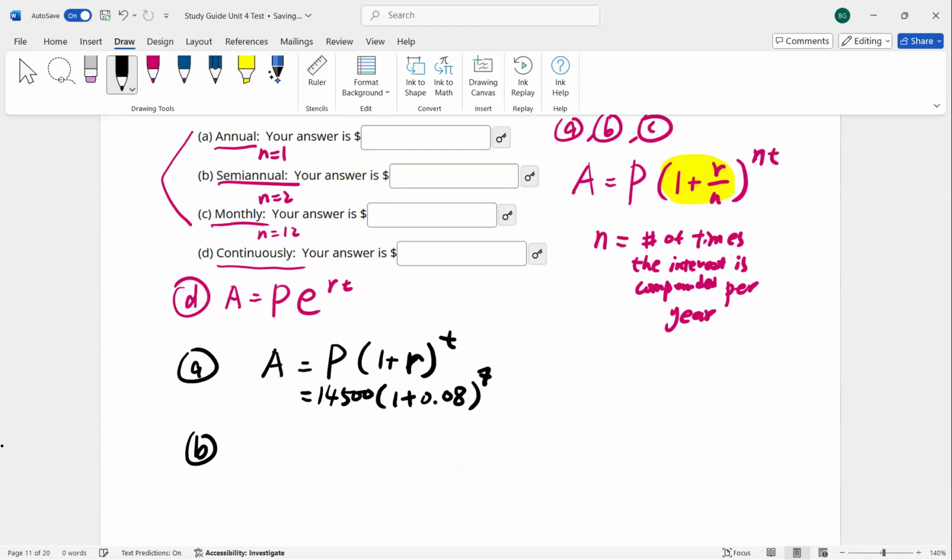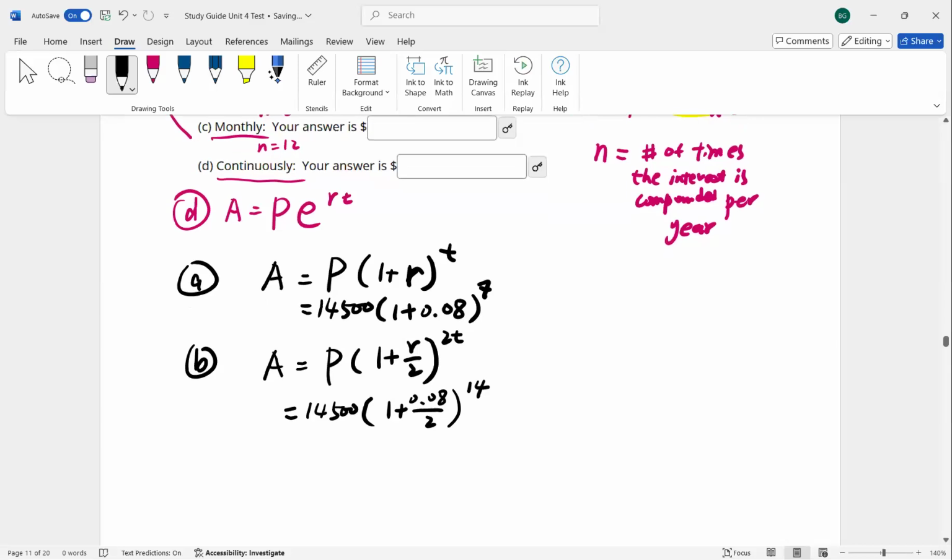Part B, semi-annually. A equals P times (1 plus r over 2) to the power of 2t. That's the formula for the semi-annual case. n is 2. We plug in the principal, 14,500, 1 plus the annual interest rate 0.08 divided by 2, which gives you the semi-annual interest rate, to the power of 2t. 7 years, twice a year, so 14 times. I believe you can do this as well. Part C, A equals P. Since part C compounds monthly, n equals 12. So 1 plus r over 12 to the power of 12t.